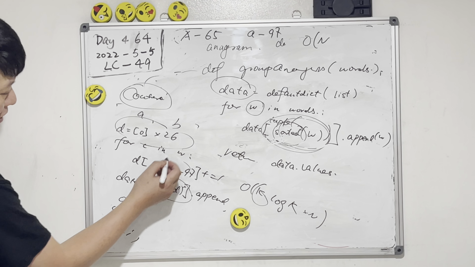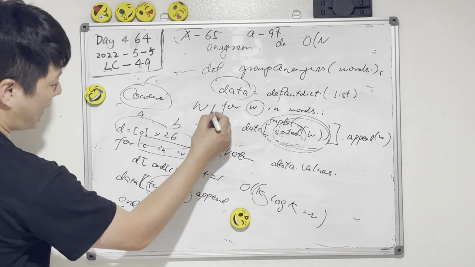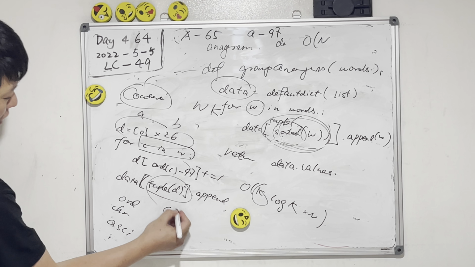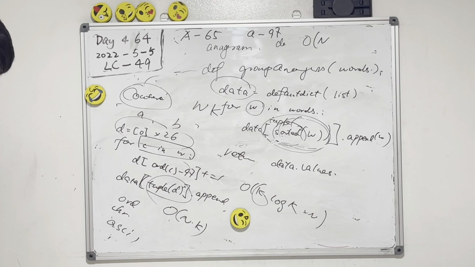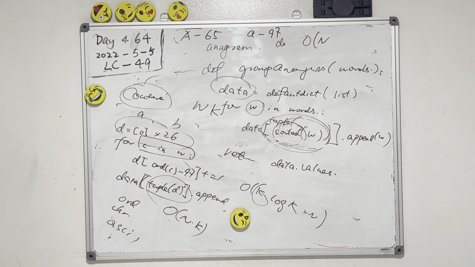So the time complexity: if there are n words and each word has length k, it is O(n times k). The space complexity for both cases is O(n times k), because of the n words of length k in the dictionary.